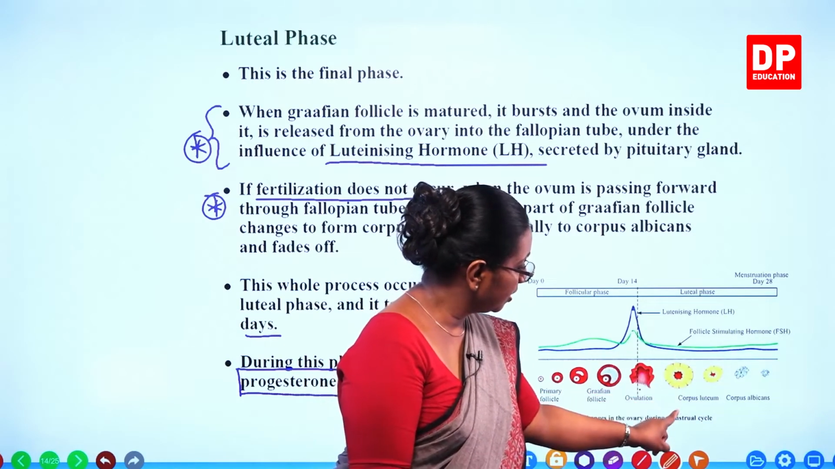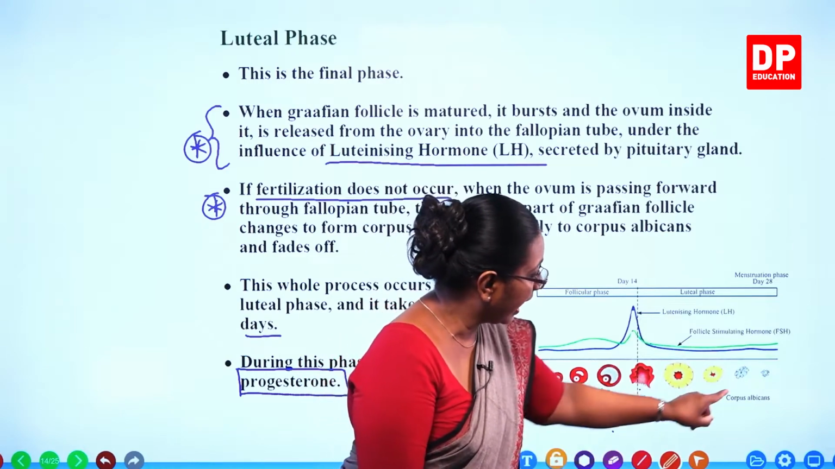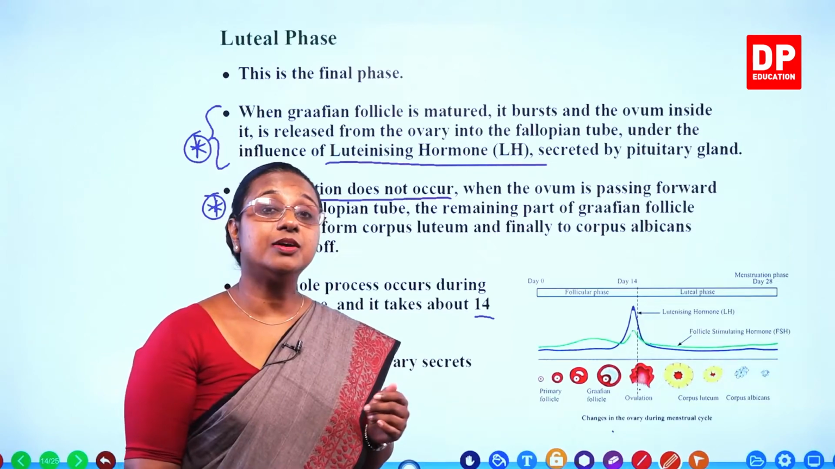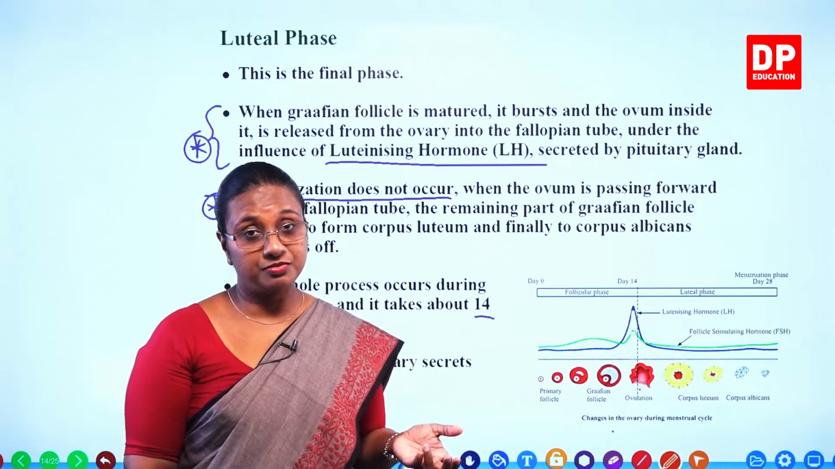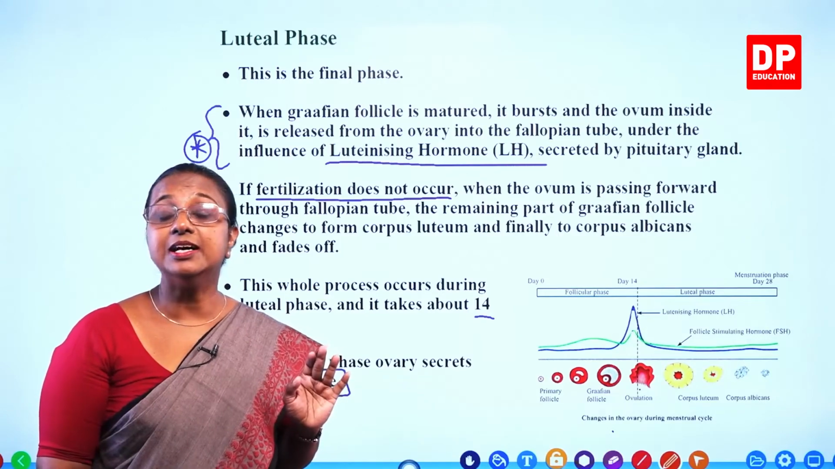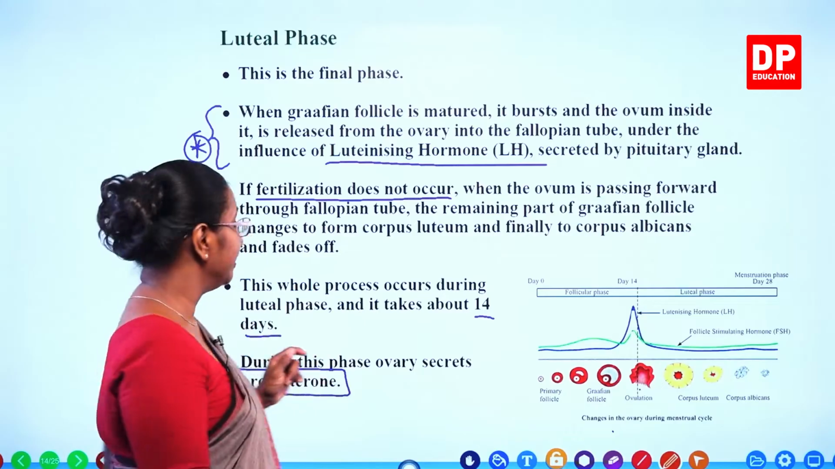Ovulation takes place, then the Graafian follicle becomes the corpus luteum, then it gets converted to the corpus albicans and finally the corpus albicans fades off. So, those are the changes that take place within the ovary. Then I will move on to the next slide.